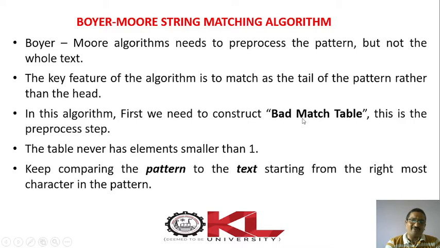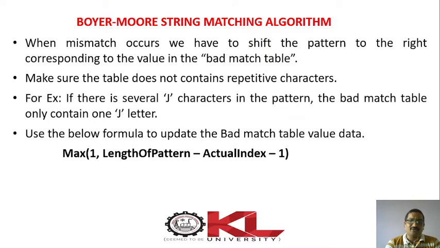How many elements does the bad match table have? The number of elements is never smaller than one. We always keep comparing the pattern with the text string from the rightmost character of the pattern. If the character matches, then you go to the next rightmost character, and like that, from right to left, the pattern is matched against the string. Suppose a mismatch occurs, what will happen? If a mismatch occurs, we have to shift the pattern to the right by the value in the bad match table. With an example I will show you how the pattern is shifted.